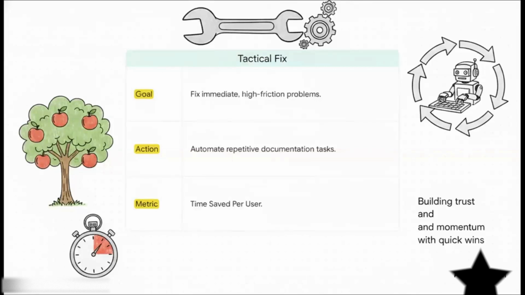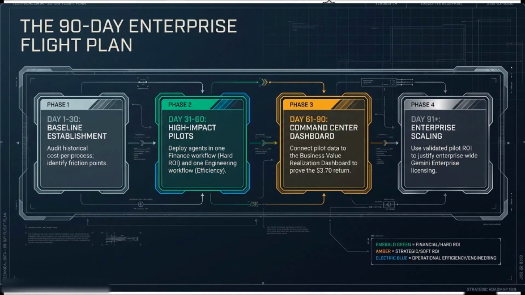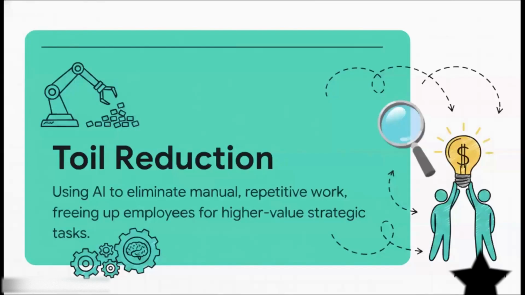Okay, level 1, the tactical fix. The whole goal here is to just solve those immediate, annoying, high friction problems. We are talking about easy wins, the low hanging fruit, stuff like automatically summarizing your meeting notes or drafting a project update. The metric for success is super simple: how much time did we save for each person? It's all about getting those early wins to build trust and momentum.